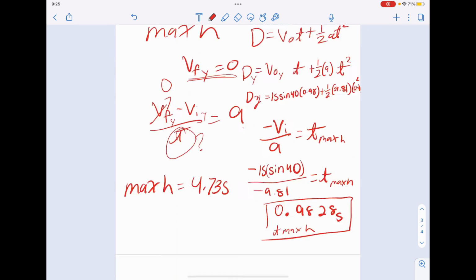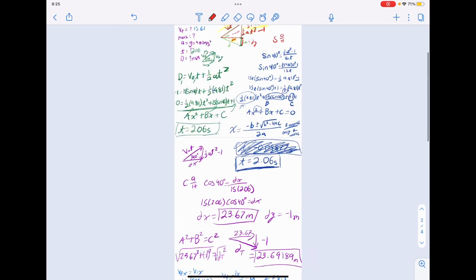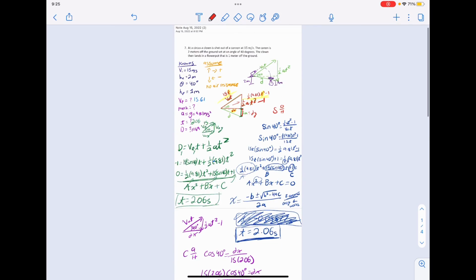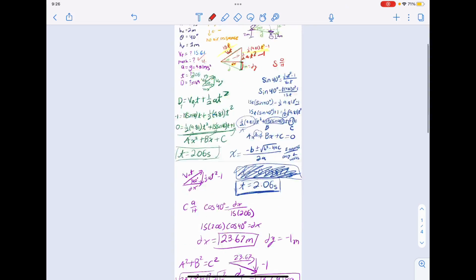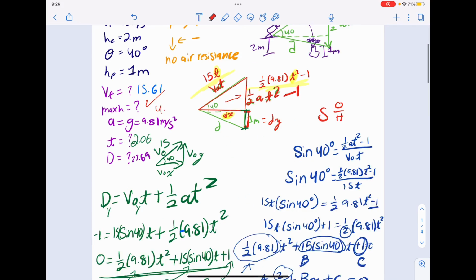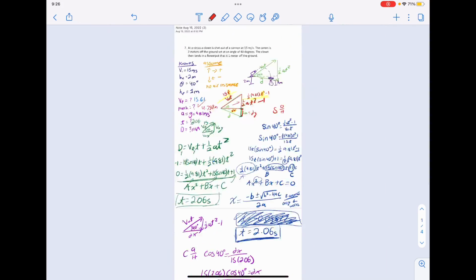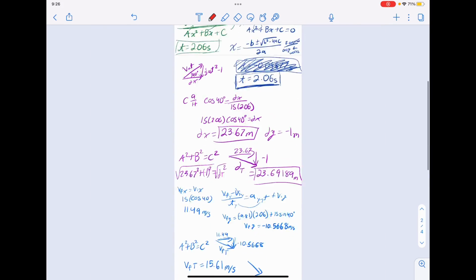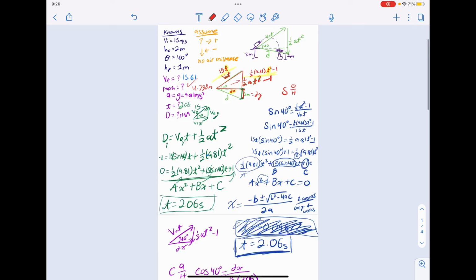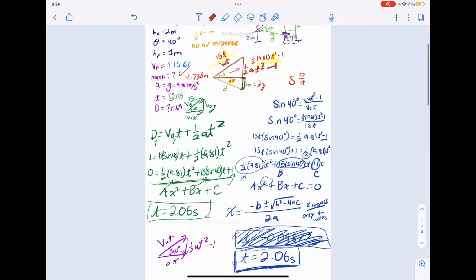And with that, you have officially solved for everything. It's 4.738. Hopefully that helps you guys with this problem. The most complicated part of this problem is genuinely just the beginning where you had to use a quadratic. The rest is just plug and chug like every other problem.